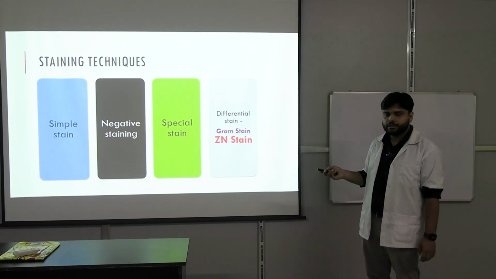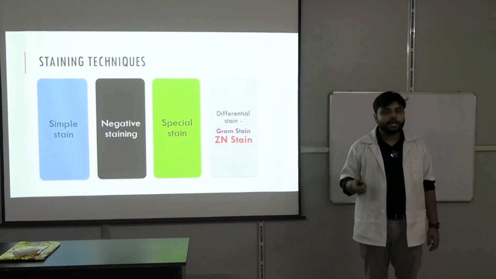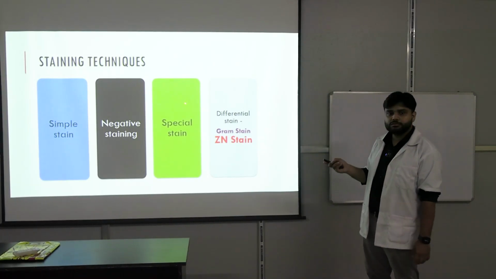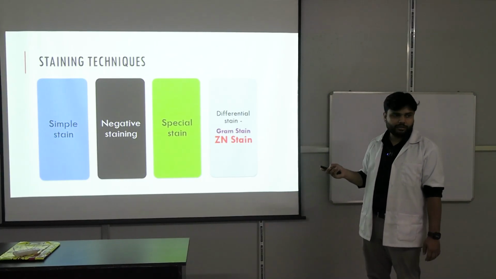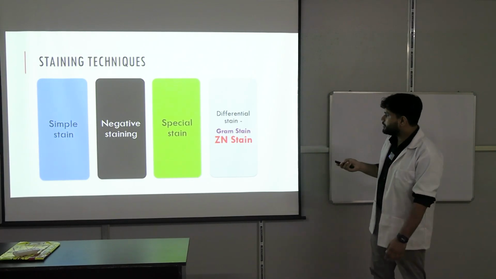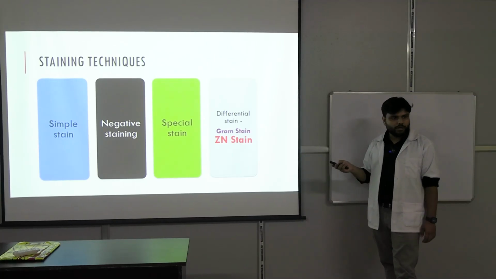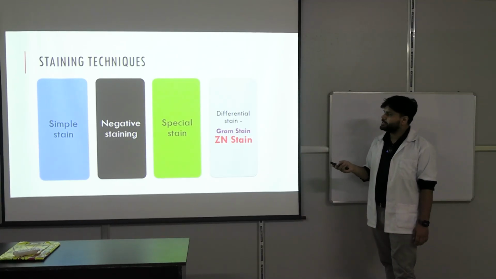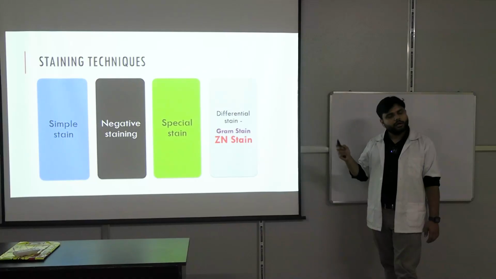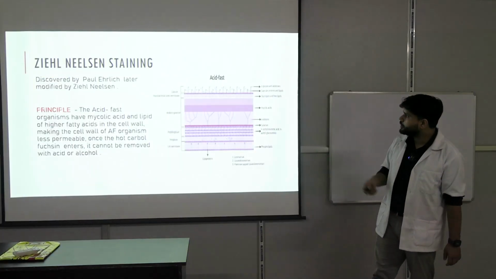In special stain, tell me one name of the special stain that you guys know. Albert stain, okay? So Albert stain, we have seen that in a green color, right? Okay. And finally, Gram stain was purple and pink, okay? And Zn stain will be red and violet, blue, okay?